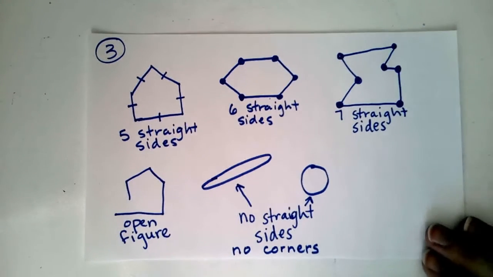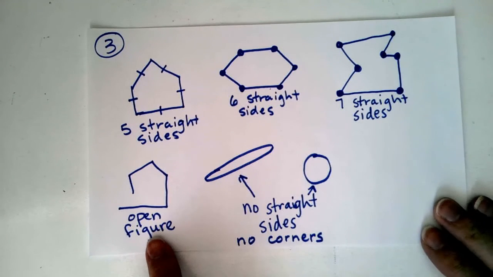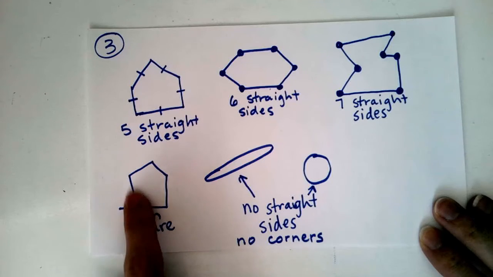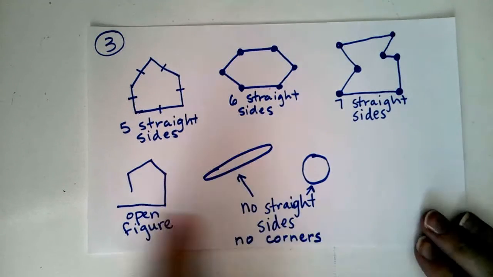And now, here are those figures we don't want to mess with right now. An open figure. See how the edges or the sides do not meet somewhere in a corner. We call this an open figure.